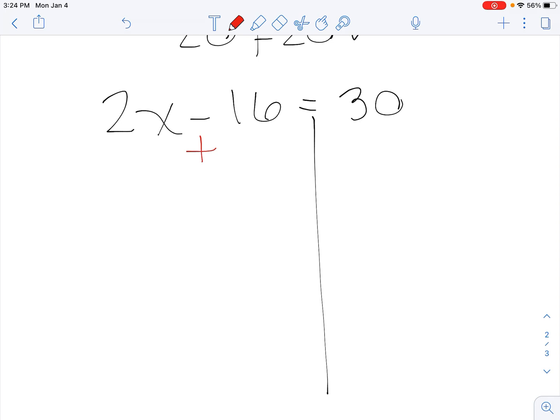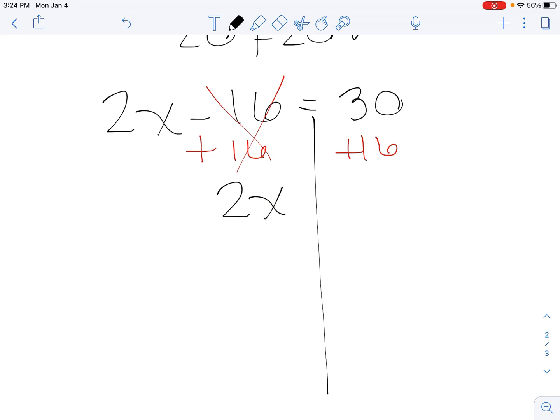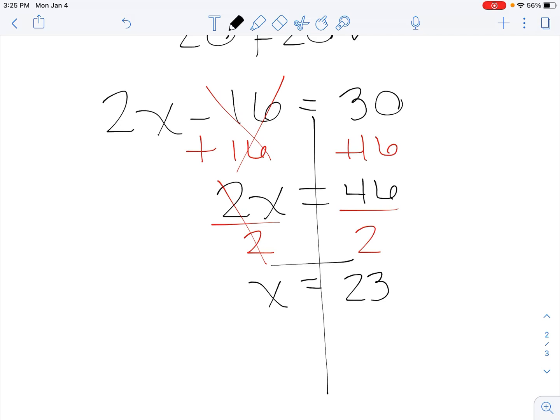The opposite of minus 16 is plus 16. So we're going to add 16 on both sides. You're going to show me your cancellation on the left. So all we have over here is 2x, and 30 plus 16 is 46. Now our equation is asking 2 times what equals 46. Well, the opposite of times 2 is divided by 2. So we're going to divide both sides by 2. Show me your cancellation. And 46 divided by 2 is 23. Box your solution.